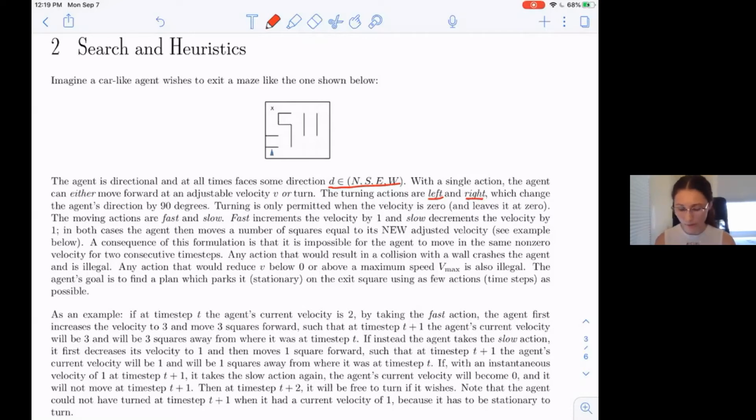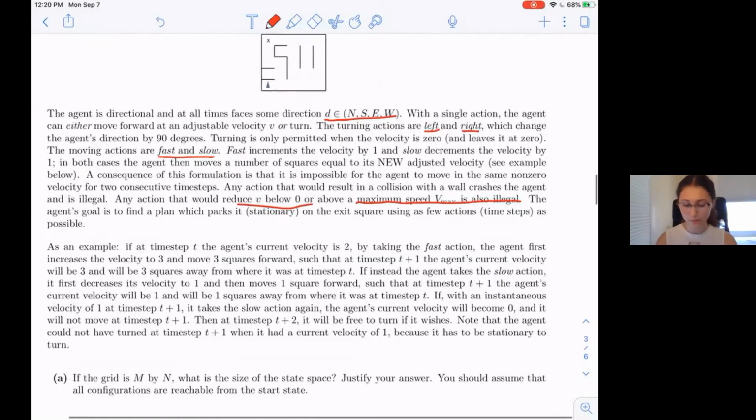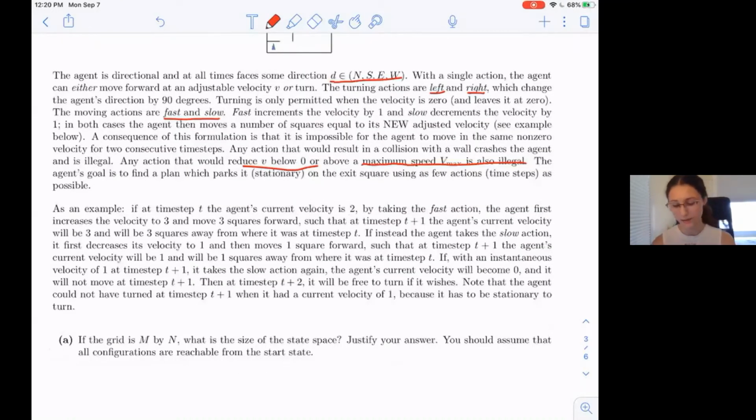Turning is only permitted when the velocity is 0, and the moving actions are fast and slow. If you apply a fast action, it increments the velocity by 1. If you take a slow action, it's going to decrement the velocity by 1. Any action that's going to reduce v below 0 or above a maximum speed limit Vmax is also illegal. And the agent's goal is to find a plan which parks it stationary at the exit square using as few actions, which in this case corresponds to time steps, as possible.